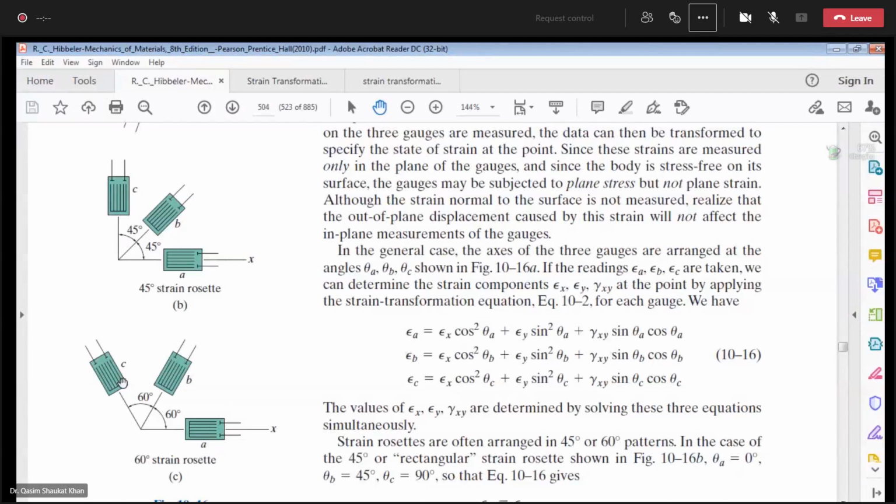Remember one thing, that the reference and the direction in which we are moving must be the same. You cannot change the reference while you are measuring theta A. It is not that for theta A the reference is different, for theta B the reference is different. In that way you will get the wrong answers.